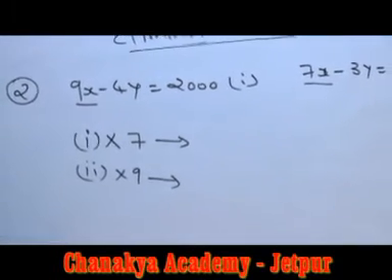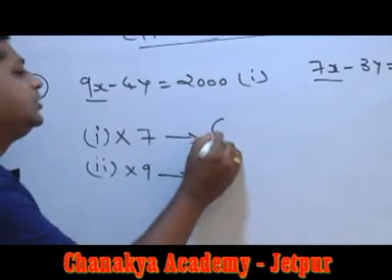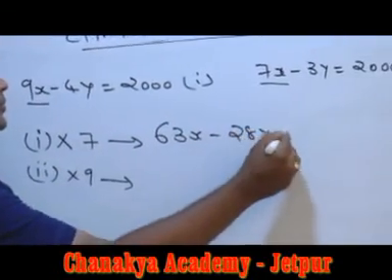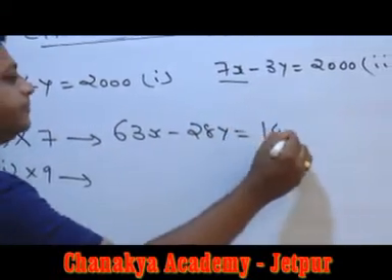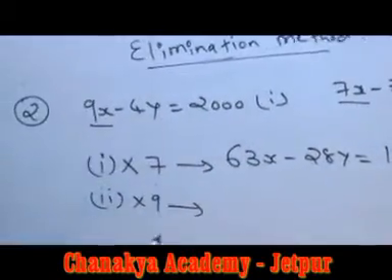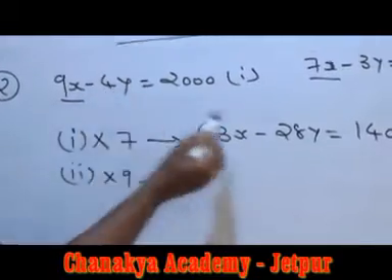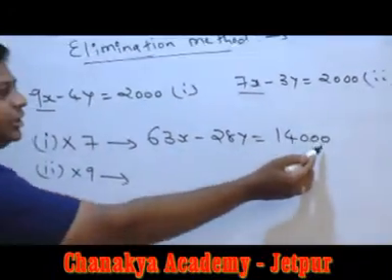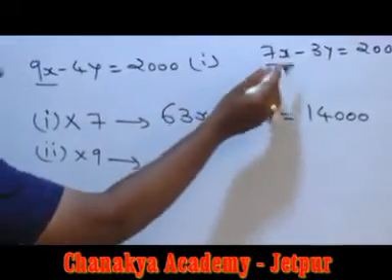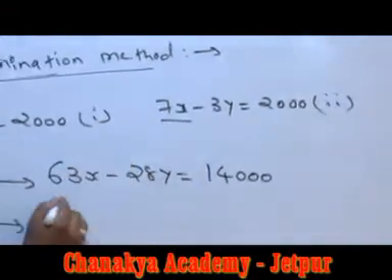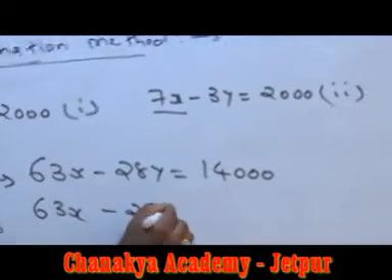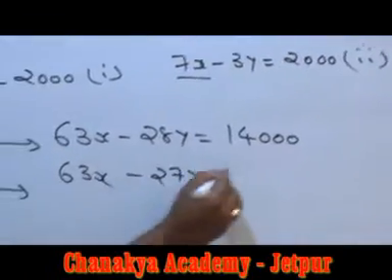Multiplying equation 1 with 7 we get 63x minus 28y equal to 14,000. We have multiplied equation 1 throughout with 7: 9 into 7 gives 63, 4 into 7 gives 28, 2000 into 7 gives 14,000. Now multiplying equation 2 with 9: 7x with 9 gives 63x, 3 with 9 gives minus 27y, and 2000 with 9 gives 18,000.